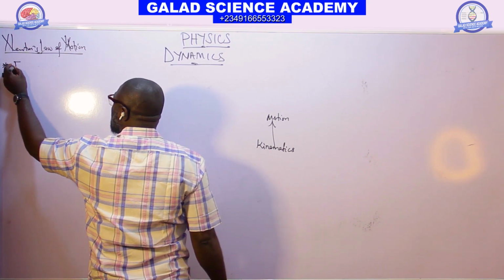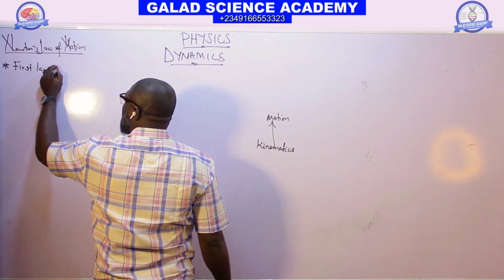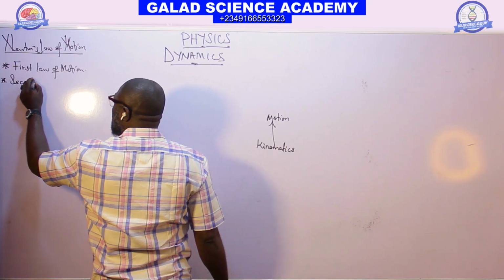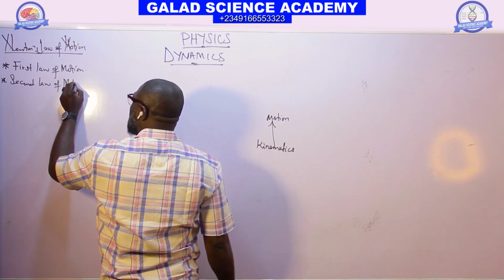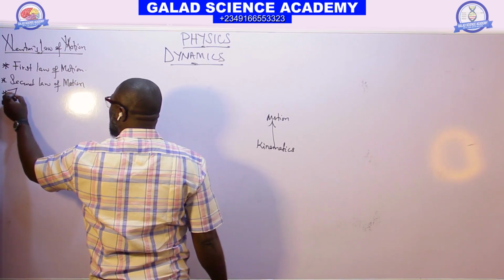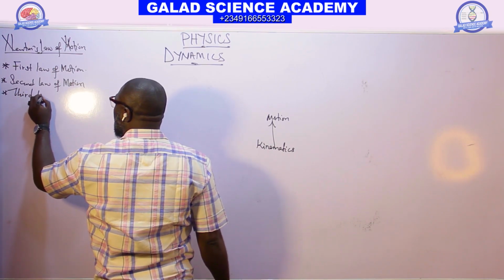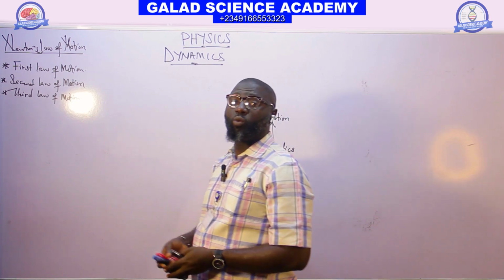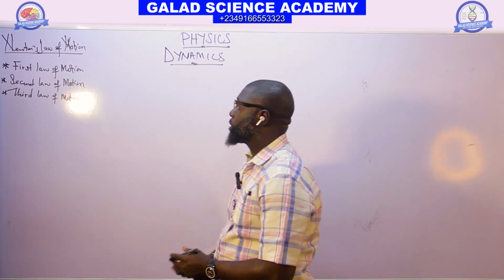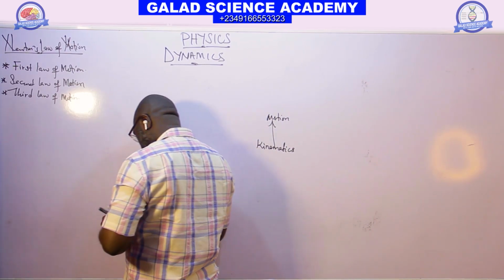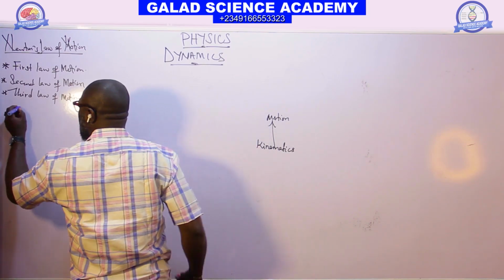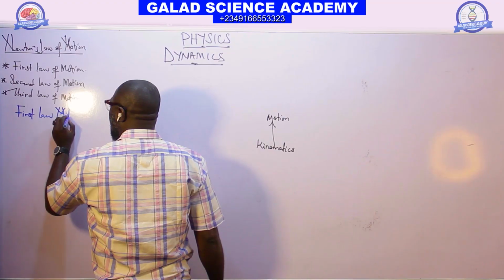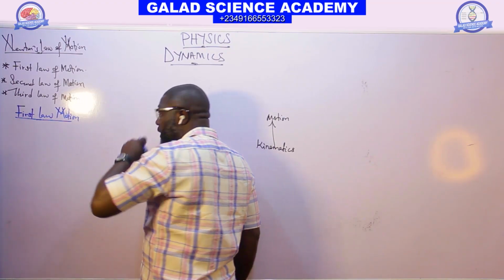The first one is Newton's first law of motion. We have the second law of motion. We have the third law of motion. So let's take them one after the other. The first one is the first law, the Newton first law of motion.